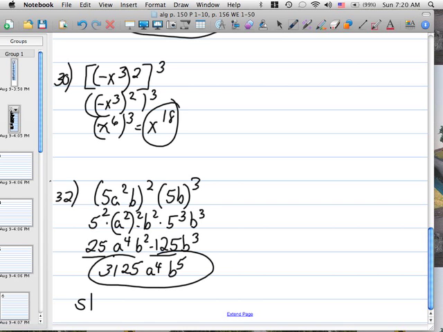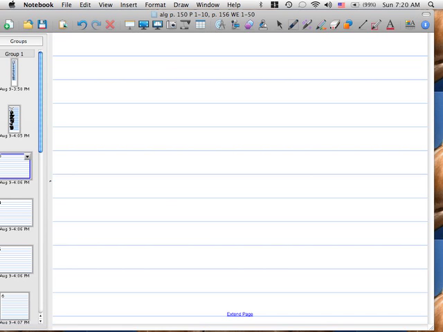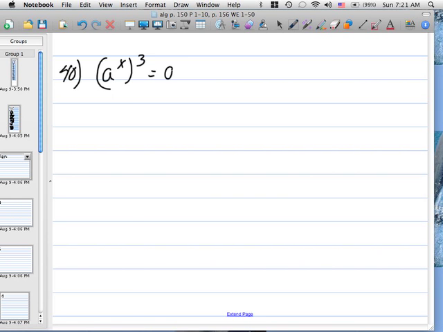We're going to skip 33 through 38, and we're going to finish 39 through 50. So we're on number 40. This is a to the x taken to the third power. So you multiply your exponents, that's a to the 3x. 3 times x.